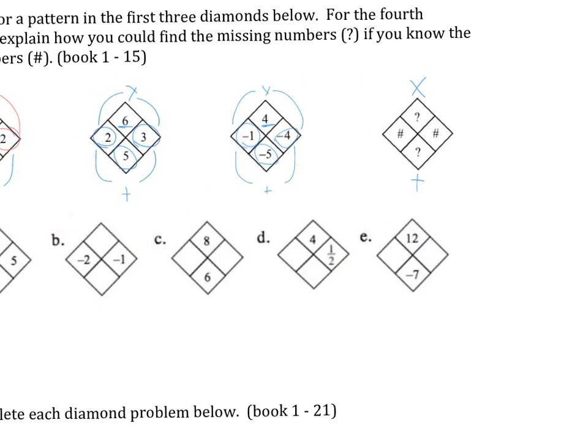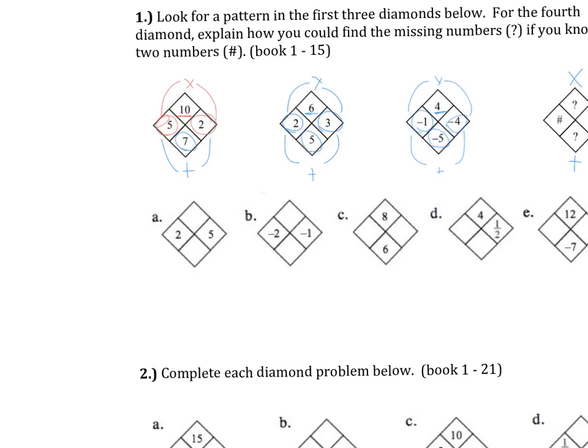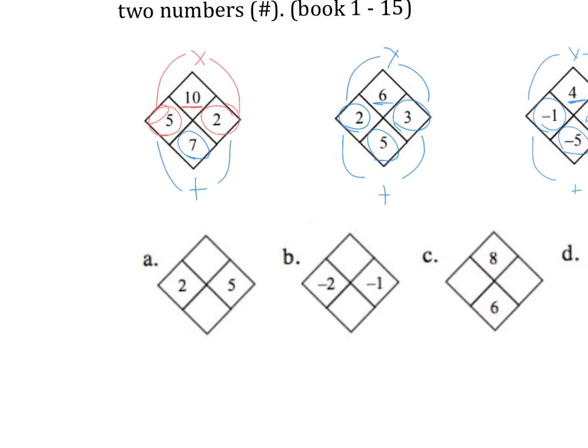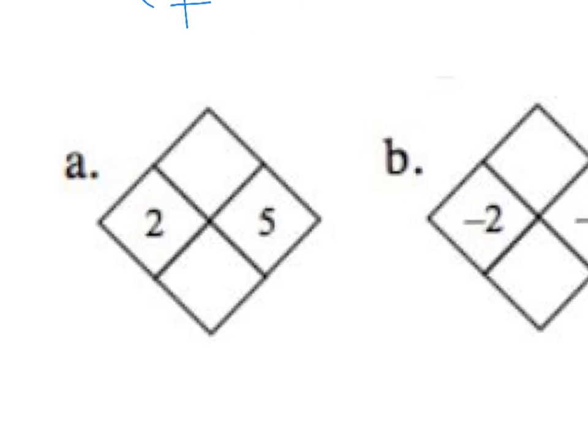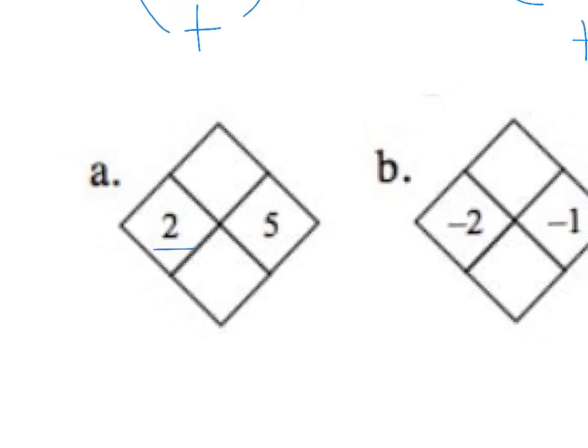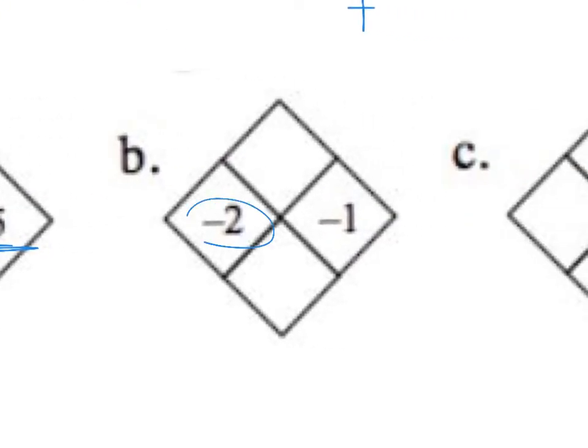So looking at our examples, letter A is just like the problem above it. We are given the 2 side pieces. You have your 2, you have your 5, so they're going to multiply to give us 10 and add to give us 7. Oof, it's a rough looking 7. All right, problem B. We're taking -2 times -1, which will give us a +2, and then the bottom of the diamond becomes a -3, because -2 plus -1 is -3.